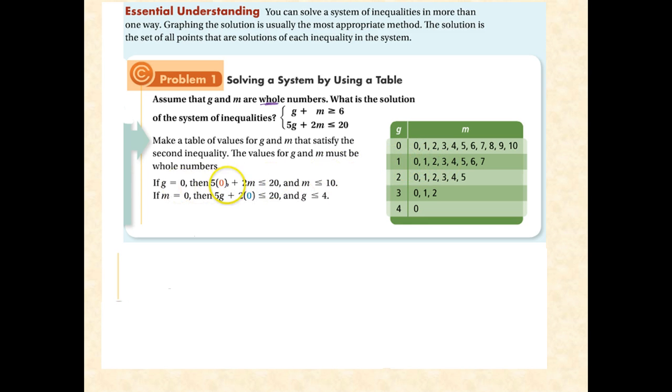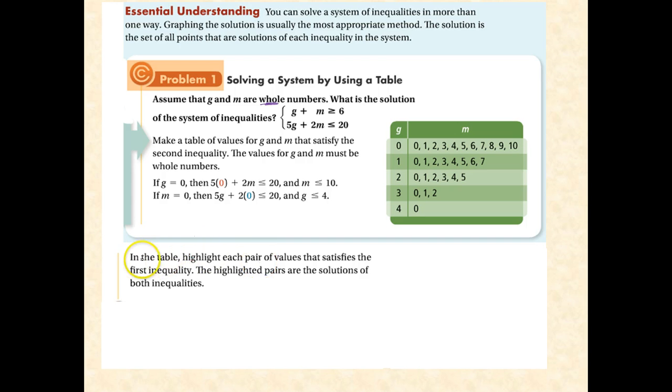If g was 1, then we would take this right here: 5 times 1 is 5, plus 2m is less than or equal to 20. Subtract 5 from both sides and you get 2m is less than or equal to 15. Divide both sides by 2 and you get m is less than or equal to 7.5, but we're only using whole numbers, so the m values that are less than or equal to 7.5 are 0 through 7. So we can repeat that process, then we plug in a 2 for g, and we get 0 through 5, and so on.